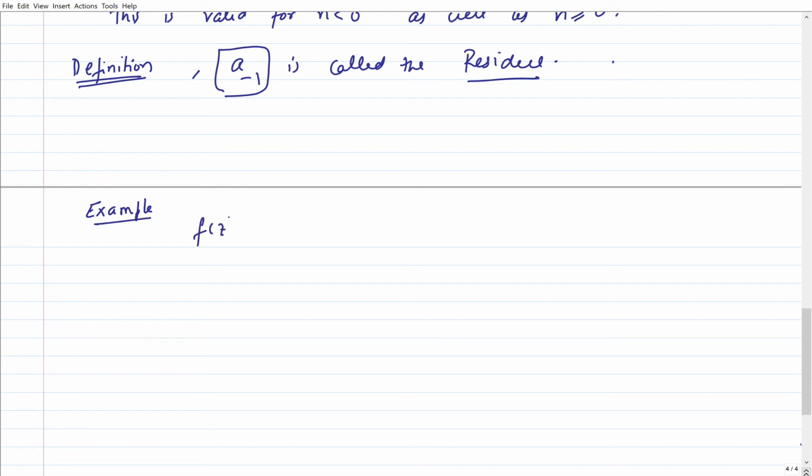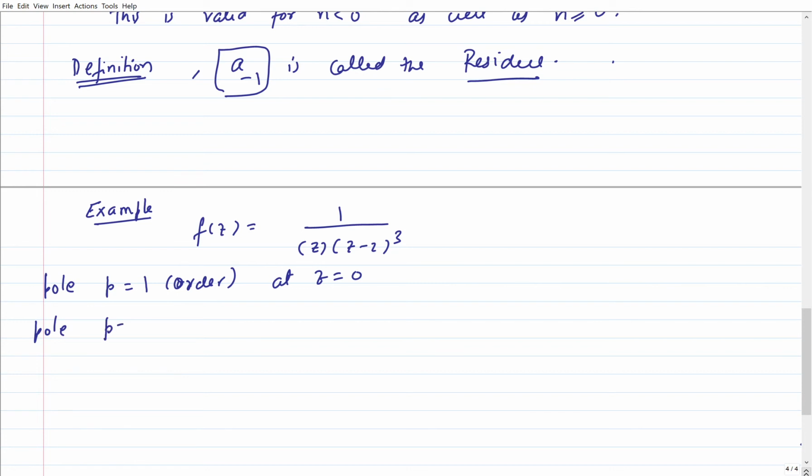So let's say f(z) was 1 over z(z minus 2) the whole cube. Now if you can see, this function has a pole of order p equals 1 at z equals 0, and it also has a pole of order 3 at z equals 2.